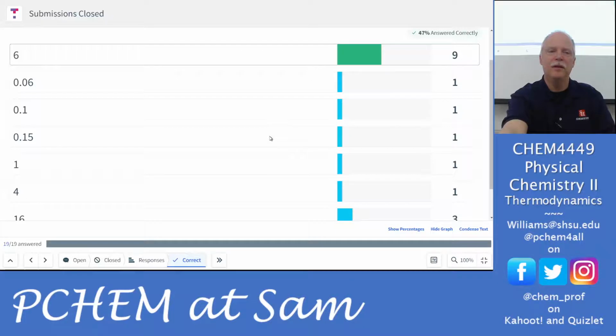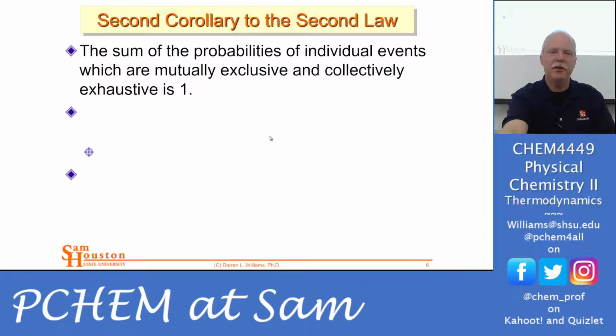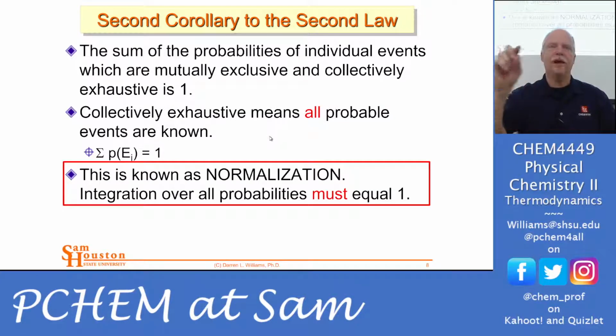Okay, so good job on 6. Now the second corollary to the second law: the sum of all the probabilities of individual events that are mutually exclusive and collectively exhaustive is equal to 1. So that means all of them. If you sum all events, they equal 1. All your probabilities sum to 1, because again, it's this or that or that or that. You add them all together, you get 1. This is called normalization.